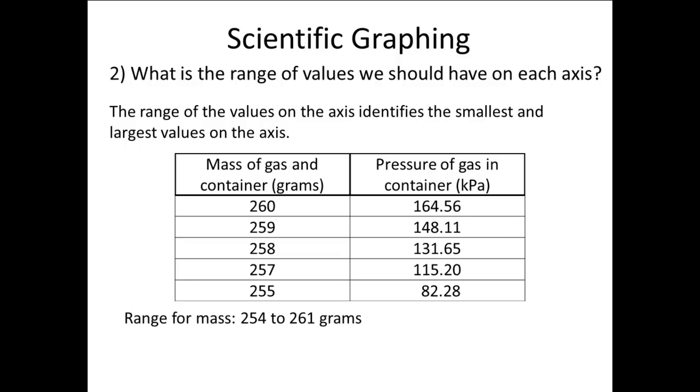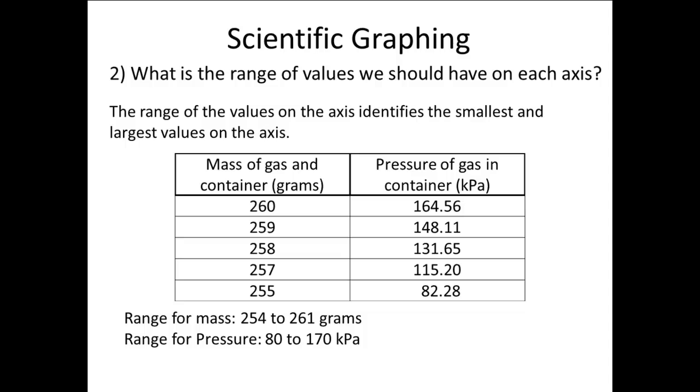For pressure, the smallest value is 82.28 kilopascals, and the largest value is 164.56 kilopascals. So the range should be from a little below 82 to a little above 165. Note that the two axes have very different ranges, and that neither starts at 0. There are times when it makes sense to start at 0, but often it does not.